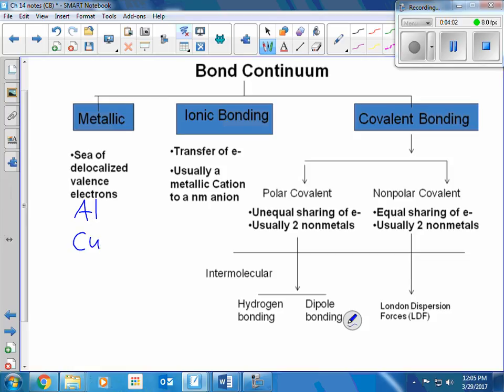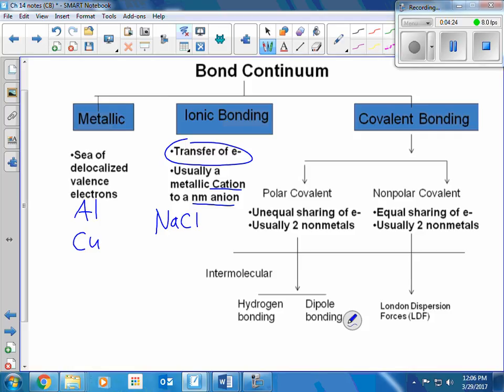So then we have ionic bonding. It's a transfer of electrons, usually between a metallic cation and a non-metal anion. And I think the most common one that we've talked about all year long is NaCl, metal to non-metal. Then we have covalent bonding. And so we have seen this slide before. We are just trying to add some more terminology to it.